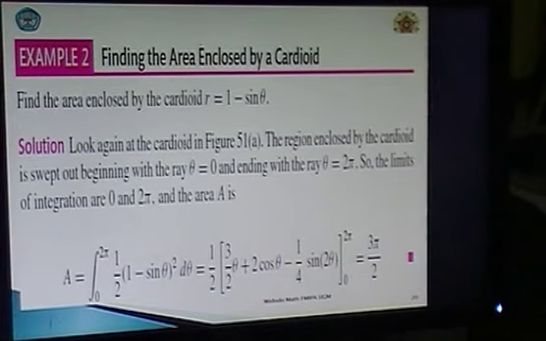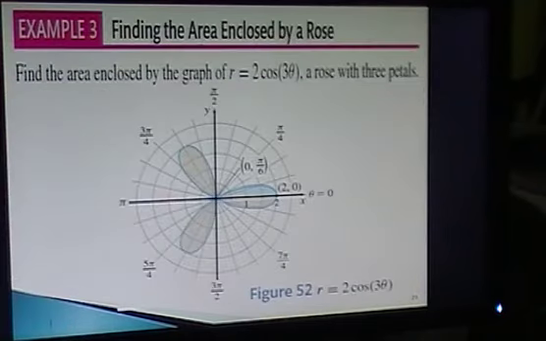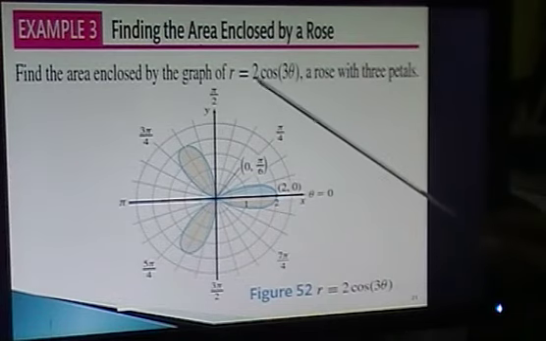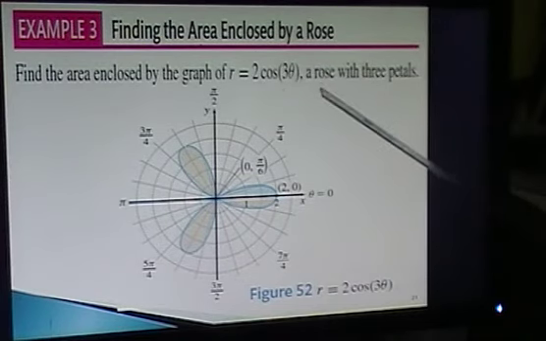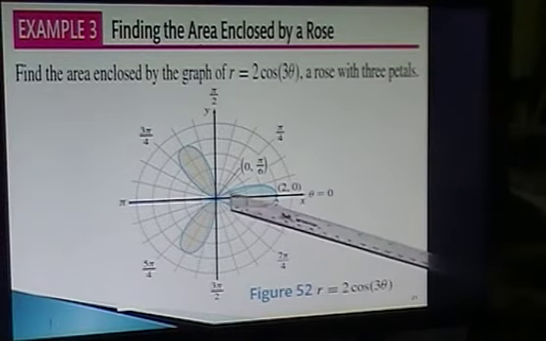Okay, that is the two example of the area in polar coordinates. The example 3, we want to find the area enclosed by the polar coordinate function r is equal to f theta is equal to 2 times cos 3 theta. It is called a rose with 3 petals.